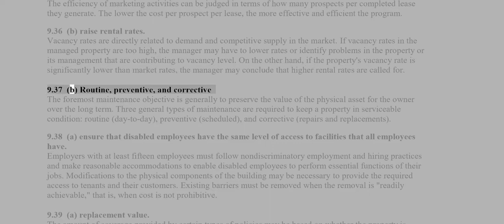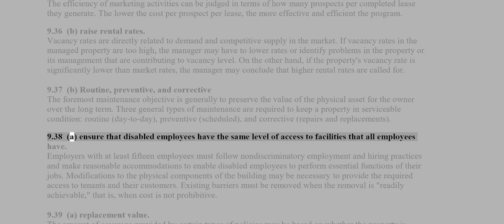9.37 b. Routine, preventive, and corrective. The foremost maintenance objective is generally to preserve the value of the physical asset for the owner over the long term. Three general types of maintenance are required to keep a property in serviceable condition: routine, day-to-day; preventive, scheduled; and corrective, repairs and replacements.